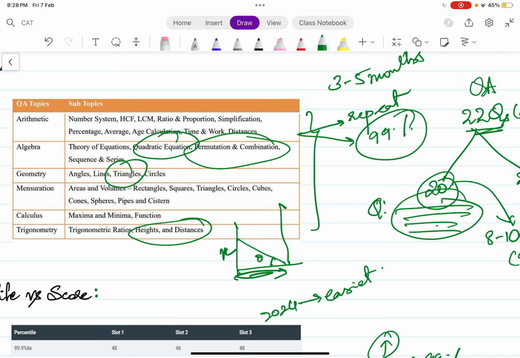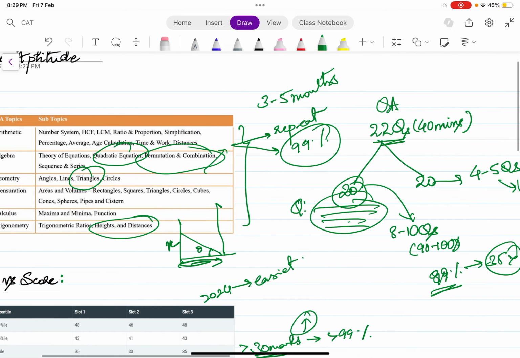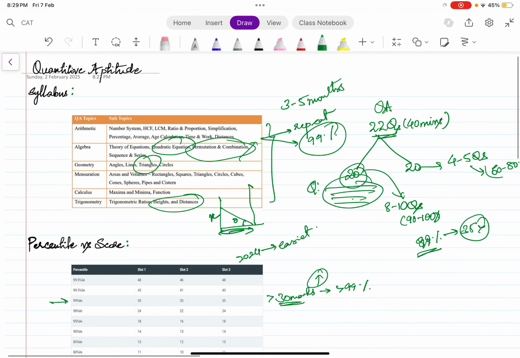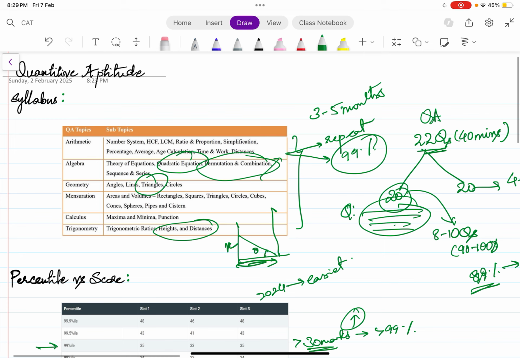They cannot go beyond these. Whereas in permutation combinations, and calculus kind of questions, the sky is the limit for the kind of questions that they can ask. So it is important for us to recognize that and select those questions which will help us get over this 99 percentile.